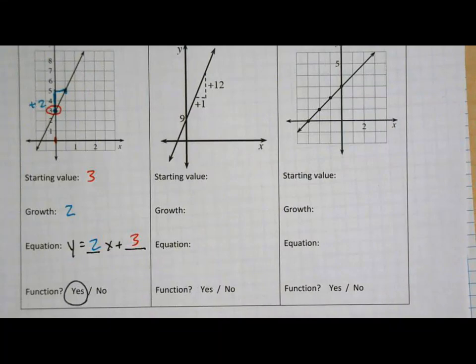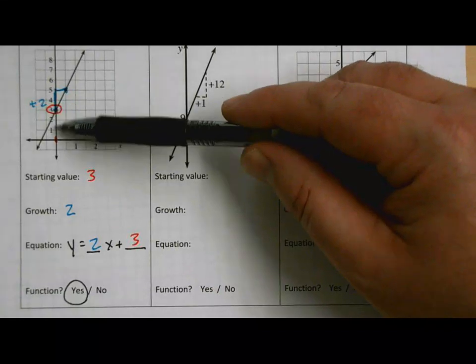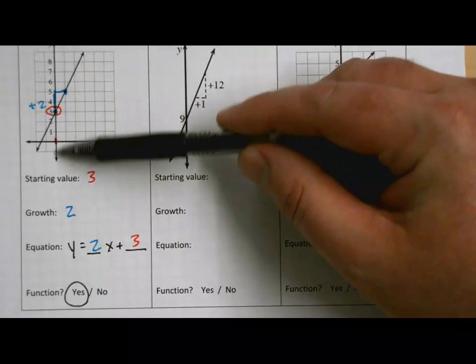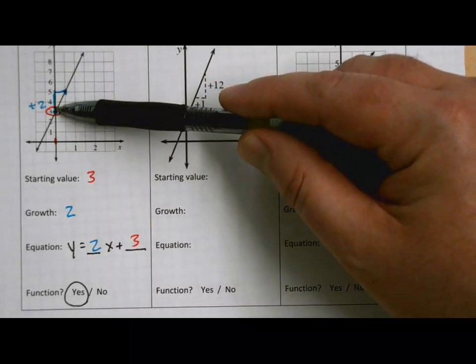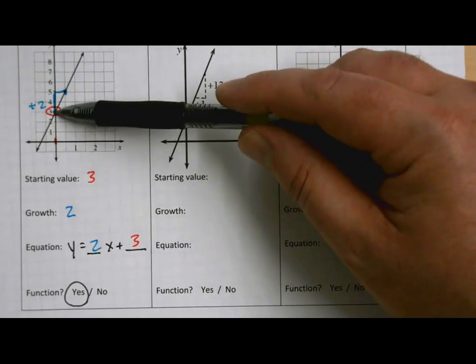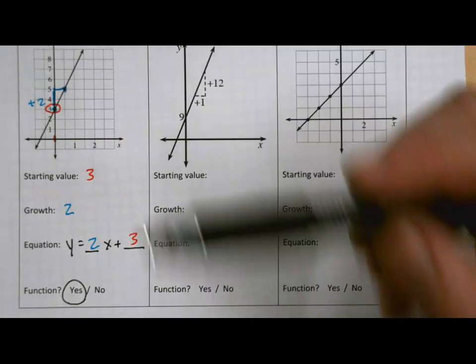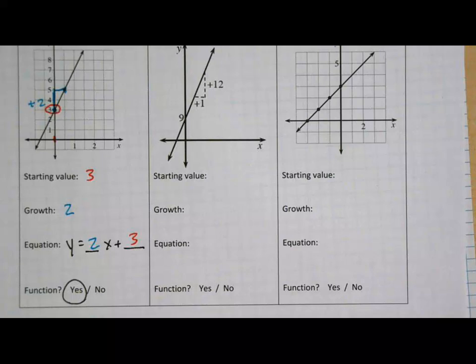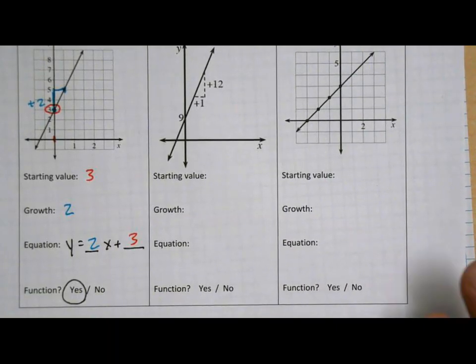All right, so as a reminder for this one, the starting value was the value on the line when x was 0. So it's the value right here on this axis, on this y-axis. And then my growth was how much the y value is changing as I go from one point to another. So I want you guys to look at these next two examples and see if you can identify a starting value and a growth value, and then turn those into an equation. So please pause the video now, try these next two examples, and then come back and check your answers.